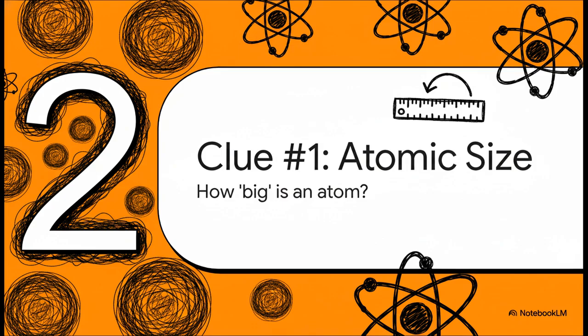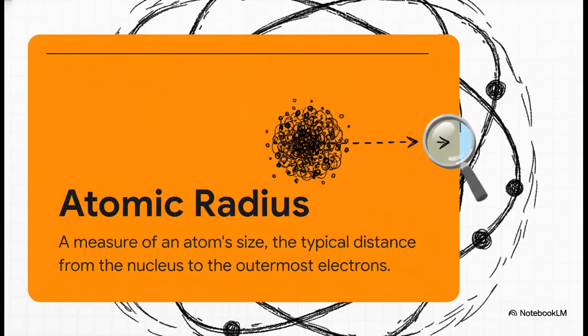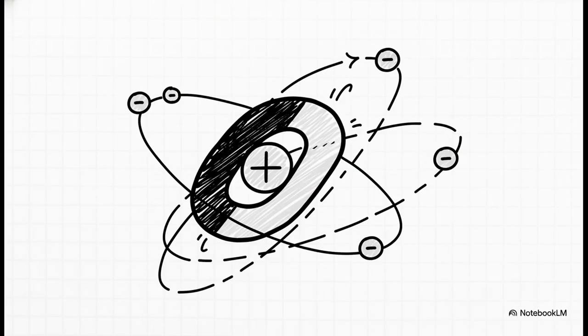You hear chemists talk about atomic size all the time, but what does that actually mean? Well, it all comes down to something called the atomic radius. So what is atomic radius? Think of an atom like a tiny, fuzzy cloud. At the very center, you've got the nucleus. All around it, you have the electrons buzzing around. The atomic radius is basically just the distance from that center nucleus out to the edge of that electron cloud.